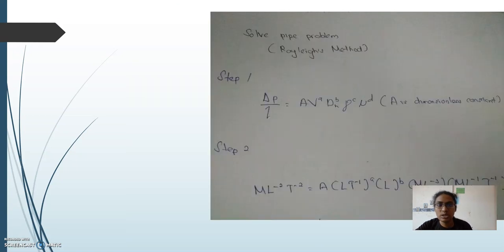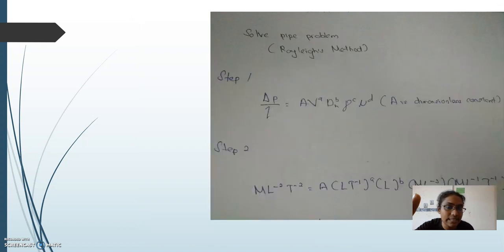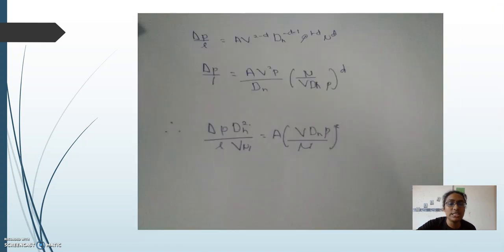Okay, next we go to the second problem, which we will solve using Rayleigh's method. Solving a pi problem is a general approach. From this we can know that the final answer can be used for any other set of numbers given. If they give a different size of pipe diameter, we can use this equation to get the answer.